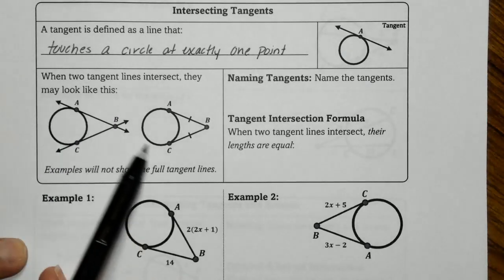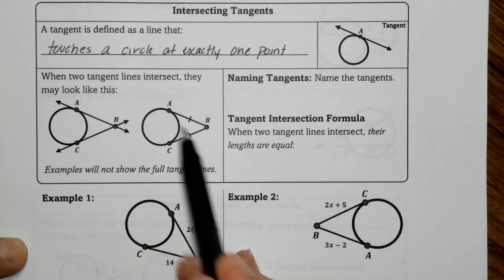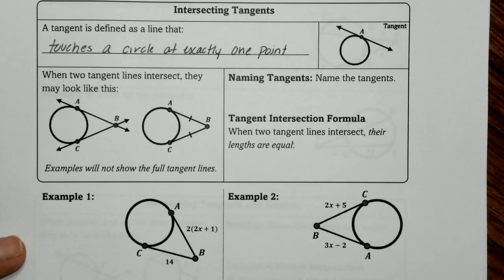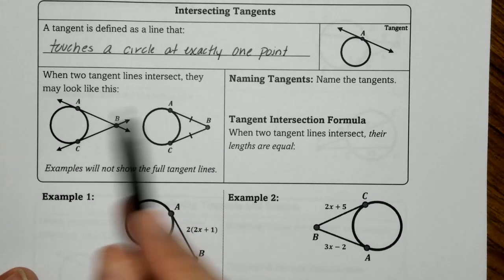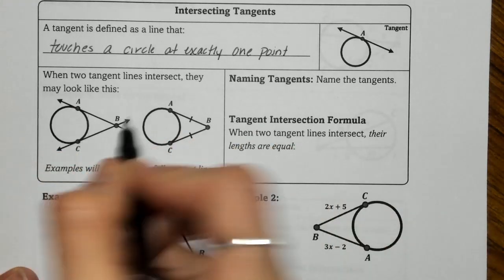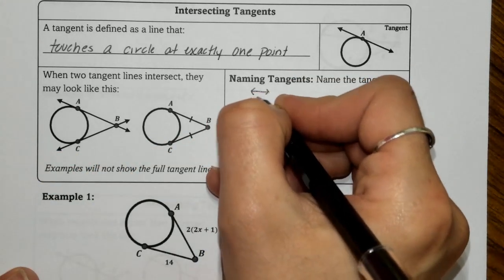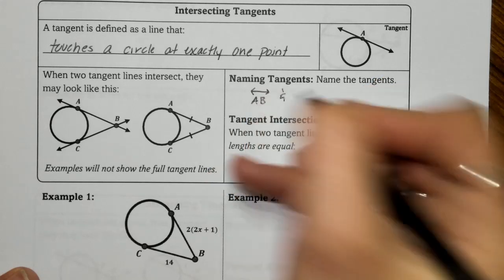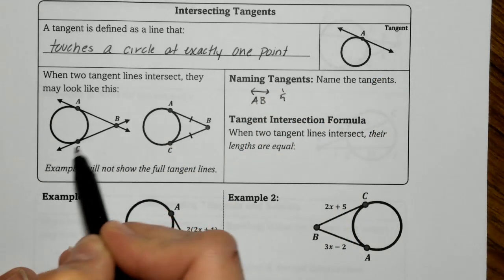We can have the lines where they keep going on forever, or they can stop as segments. Okay? So these examples are not going to show your full tangent lines. When we name tangents, if we look over here, we want to name these tangents. We have line AB, and we have line CB.